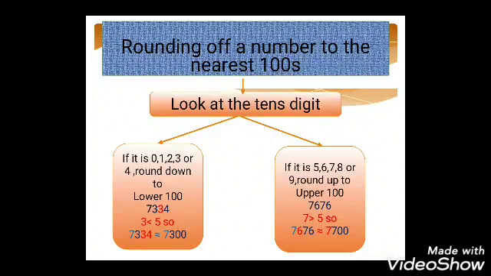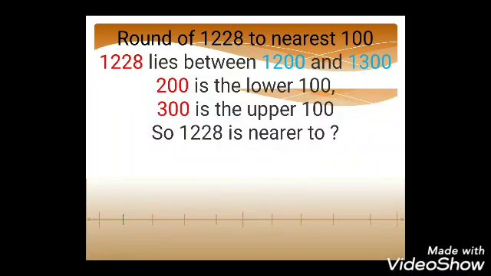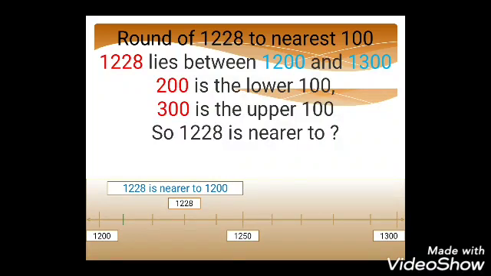So let us round the digits on the number line. Now 1228 is rounded to the nearest 100. Place it on the number line and we get that 1228 is nearer to 1200. 1200 and 1300 are the lower 100 and upper 100. So this is our approximation.